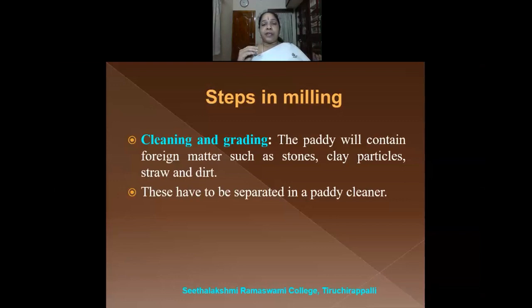So we will see what are the steps involved in milling. The first step is cleaning and grading. The paddy, after it is harvested, when it is coming from the field, will contain plenty of contaminants like stones, clay particles, straw, dirt. We don't need these. These are the things that have to be removed, cleaned. They have to be separated. So all these waste materials like stone, clay, straw have to be separated, and the separation is done using a paddy cleaner.